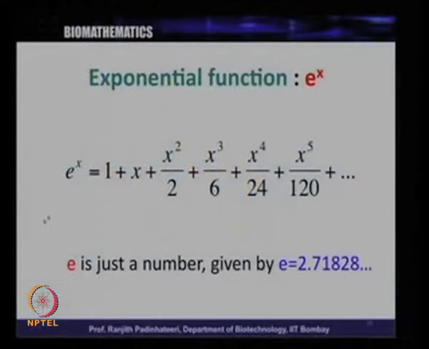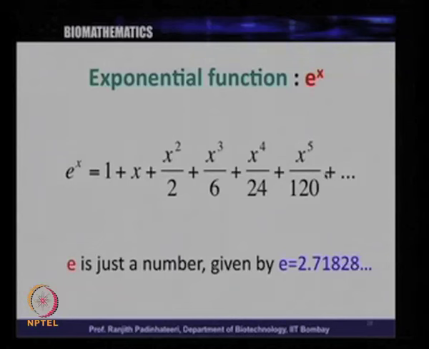One very simple and very commonly seen function is called the exponential function. You might have heard of it or seen it somewhere: e power x is called the exponential function. This exponential function can essentially be written as a series, a combination of x, x square, x cube, x 4 and all of that. Let us see how this exponential function is defined. As you can see here, e power x is defined as 1 plus x plus x square by 2 plus x cube by 6 plus x power 4 divided by 24 plus x power 5 divided by 120 plus so on and so forth.